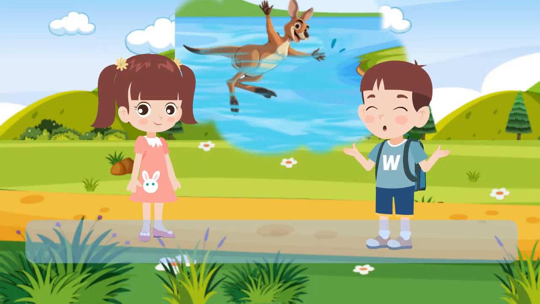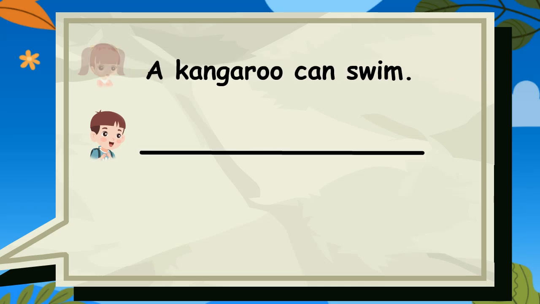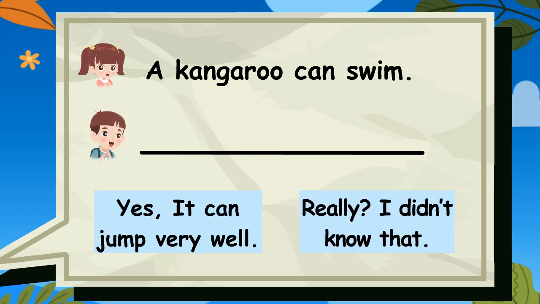What did Max say? A kangaroo can swim. Yes, it can jump very well. Really? I didn't know that.